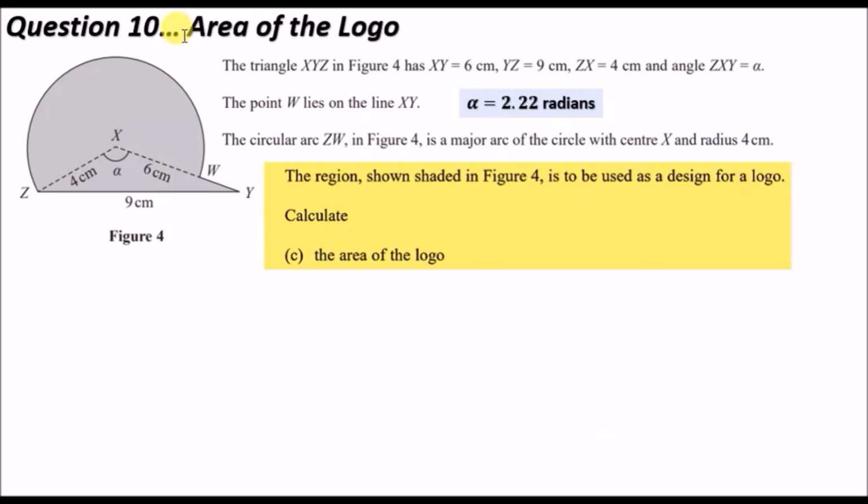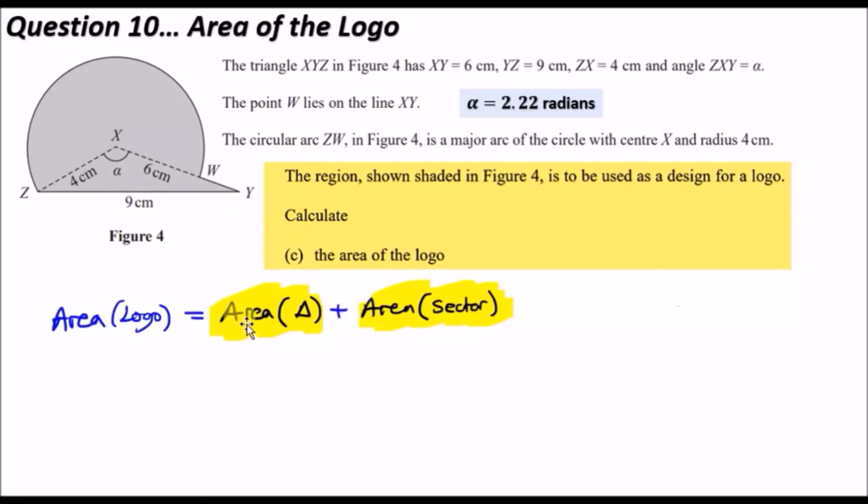So what's the next one? 10. Area of the logo. The region shown shaded in figure 4 is to be used as a design for the logo. Calculate the area of the logo. So the area of the logo, in other words, means it's a combination of the area of the triangle and also the area of the major sector. So in other words, that is what we're trying to work out, the sum of them.